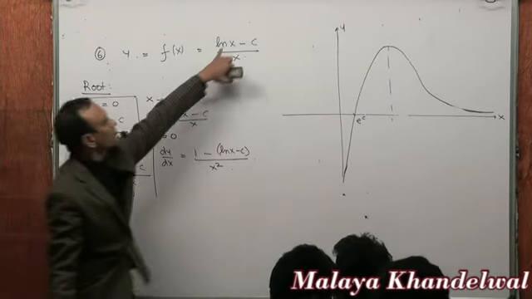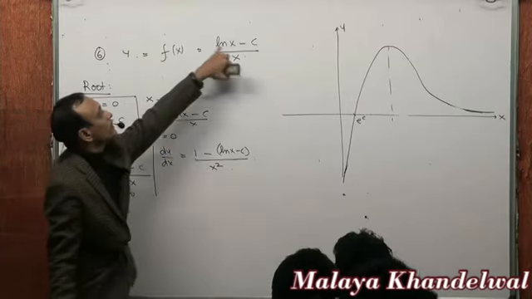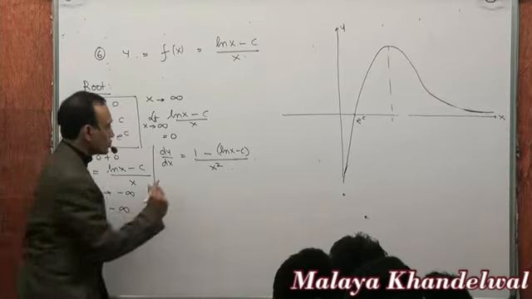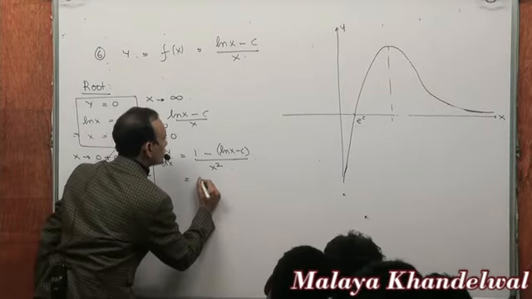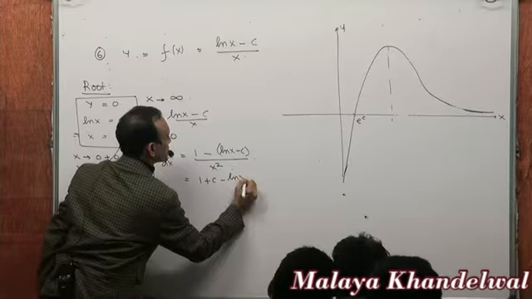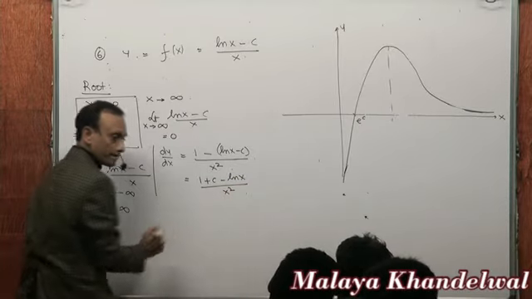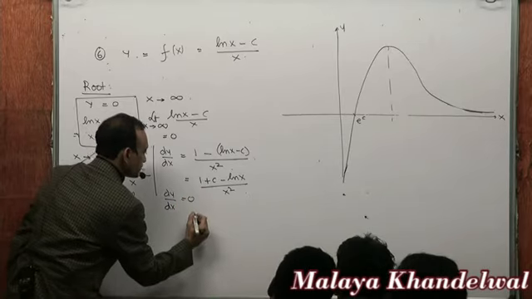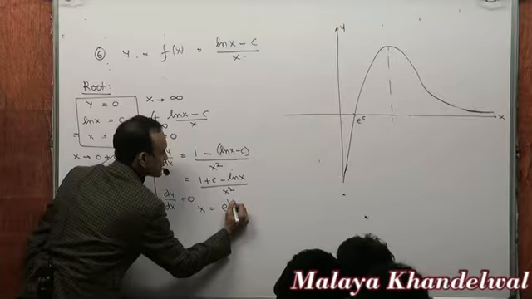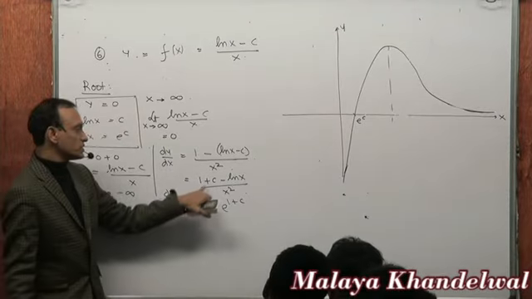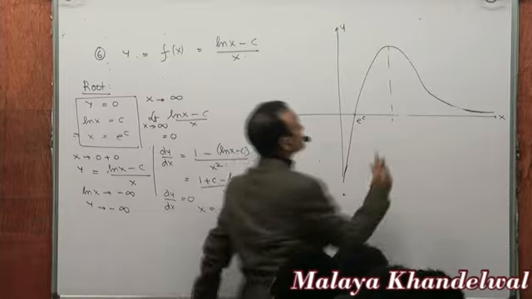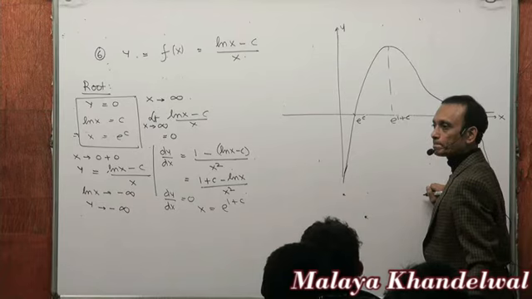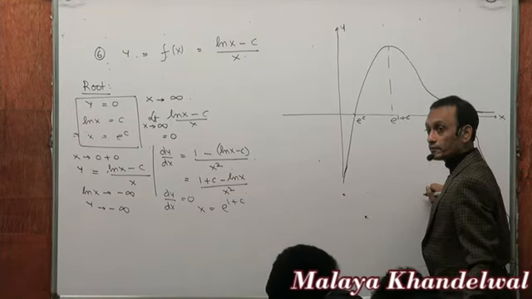The derivative of this is 1 by x into x, which is 1, minus the derivative of the denominator, which is 1, into ln x minus c. Yes or no? Which is 1 plus c minus ln x by x squared. This becomes 0, dy/dx is 0 at x equal to e power 1 plus c. Yes or no? At x equal to e power 1 plus c, that means this point must be e power 1 plus c. Right?